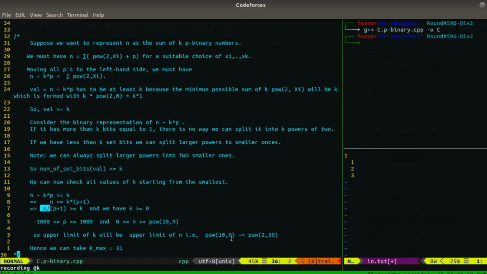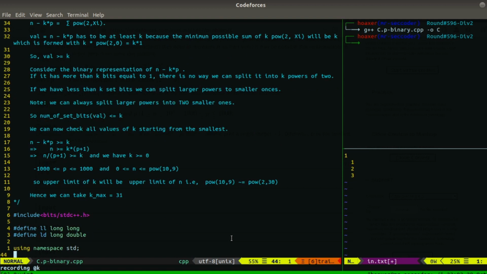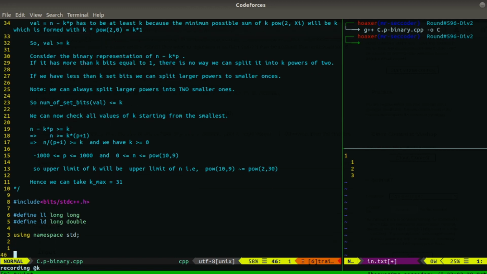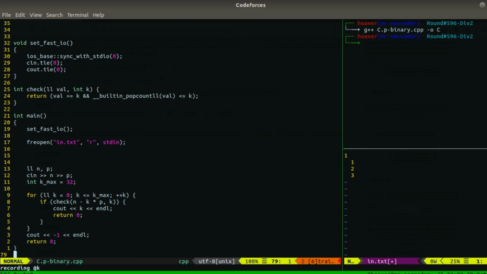But we can take k max, that is the number of bits in a binary representation, which is nothing but the number of summation terms that you're using. Here each term is 2 power something. So we can have maximum 31 terms here. So let's look at the implementation.